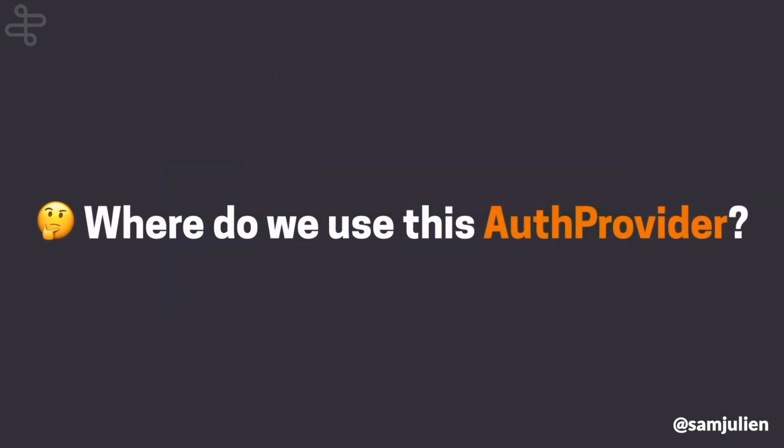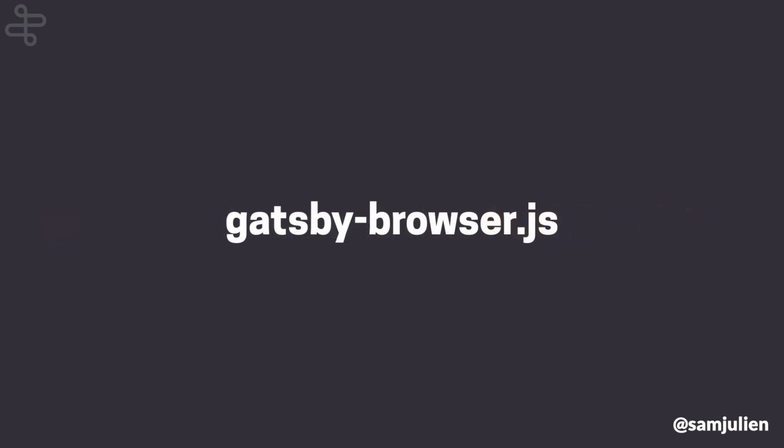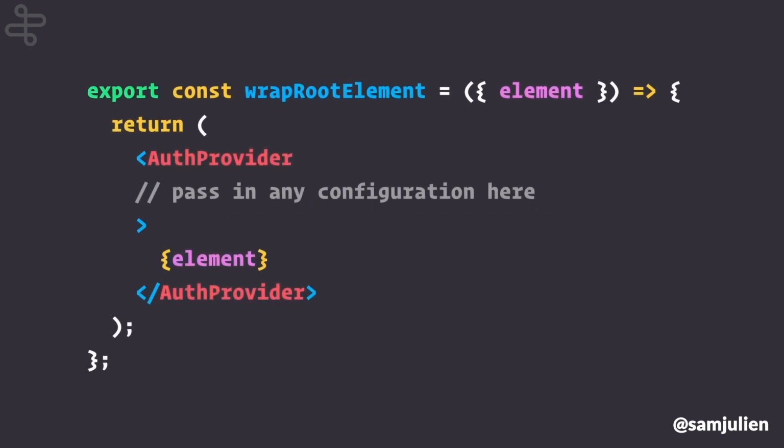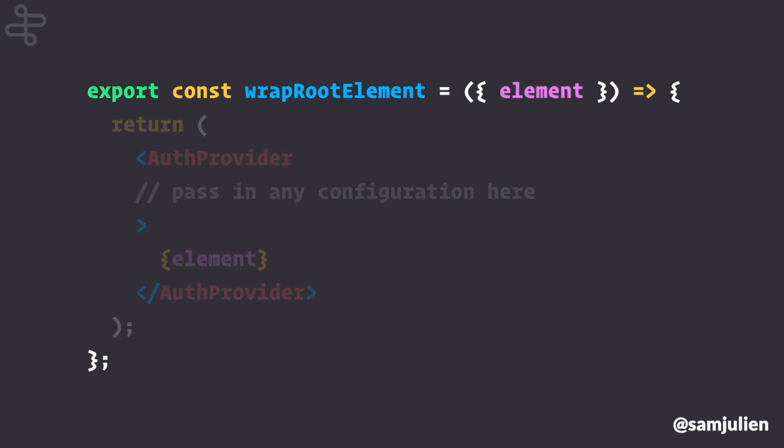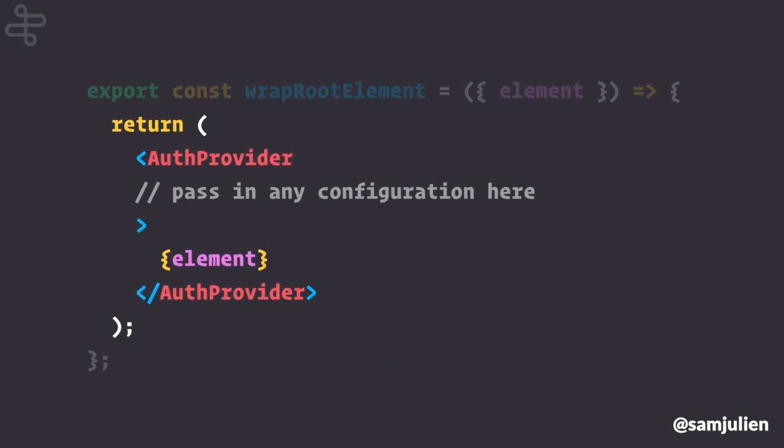So we need to figure out where to put this auth provider. And it turns out Gatsby gives us a way to do this. Instead of trying to get into exposing the actual app component, we can create this file called gatsby-browser.js to tap into the runtime side of things. So we can export this function here called wrapRootElement, and Gatsby will provide us the root element for the page. So inside of that, we can just wrap our auth provider around the root element, and of course, we would need to pass in any sort of configuration that we have.